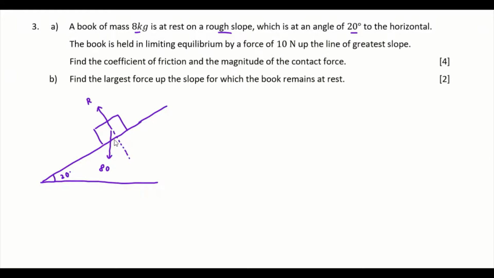The angle here is going to be the same as the angle of your slope, which is 20 degrees. Now the book is held in limiting equilibrium by a force of 10 Newton up the line of greatest slope. So that's a 10 Newton force moving upwards. Find the coefficient of friction and the magnitude of the contact force.